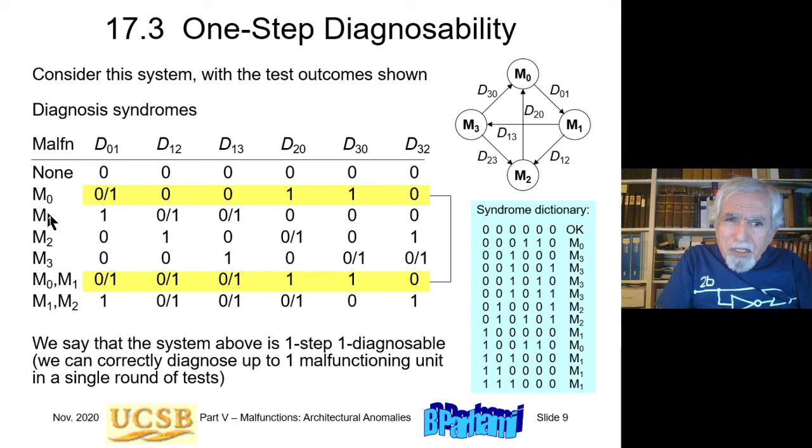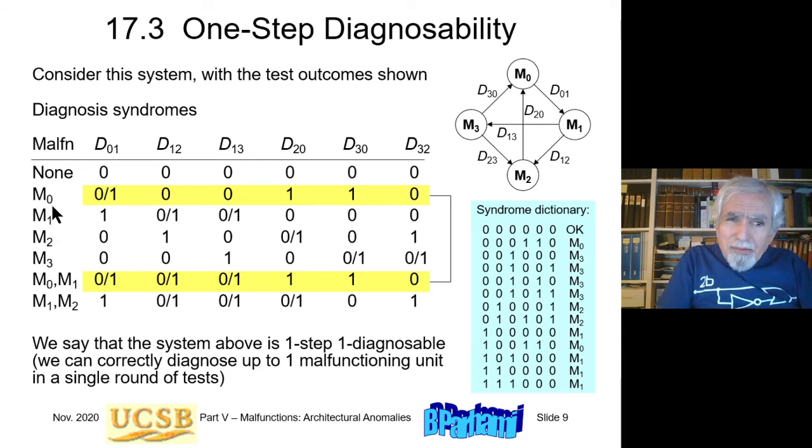So if M1 is malfunctioning, it's easy to verify that this is the signature. There are really 4 possible signatures depending on whether this is 0 or 1, or this is 0 or 1. Again, this signature is distinct from M0 malfunctioning because these two are different. And it's distinct from no malfunction because these two are different. This is 1, this is 0. And M0 malfunctioning versus M1 malfunctioning are also different, because they differ here. Similarly for M2 and M3.